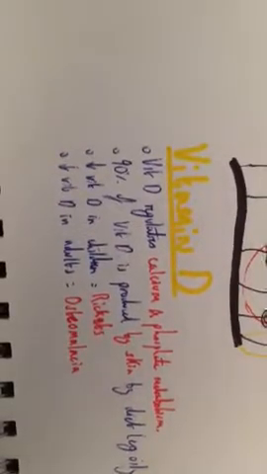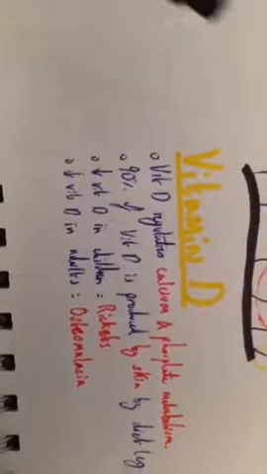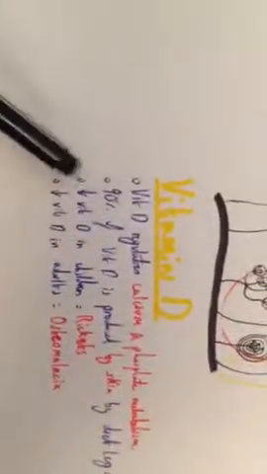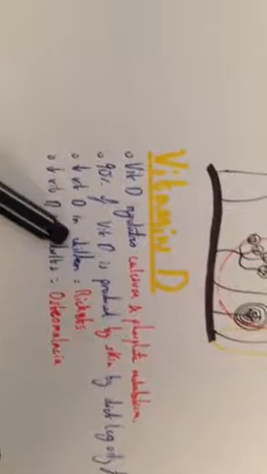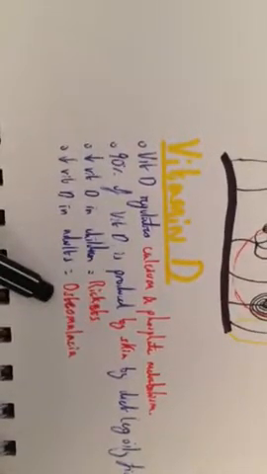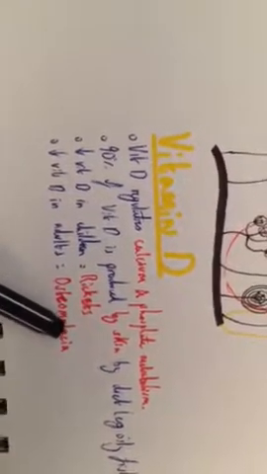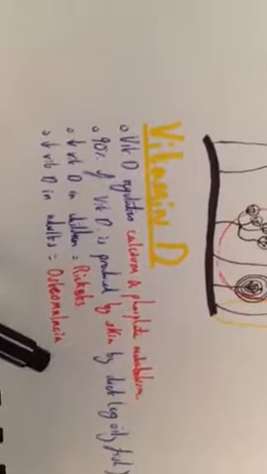And another important point, just to wrap up: a deficiency of vitamin D in childhood is called rickets. A deficiency of vitamin D in adults is called osteomalacia. Why are these words so hard?